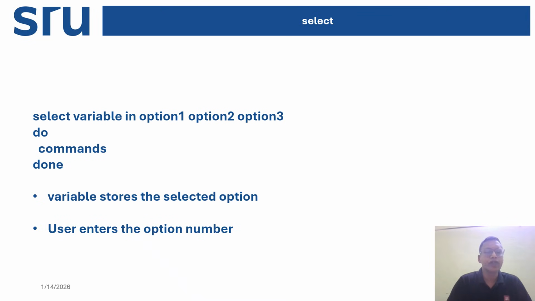Next one is select. Select variable in option 1, option 2, option 3, and so on. You can give n number of options. Then you can give some set of commands, done. Here the variable stores the selected option. Suppose the first option is apple, second option is banana, third is mango, fourth option is grapes. Now you need to enter one option number only. No need to give the option name like apple or banana. You can give the option number only: 1, 2, 3, 4. If it is not one of those, automatically the default condition will be executed. Okay, that is about select.